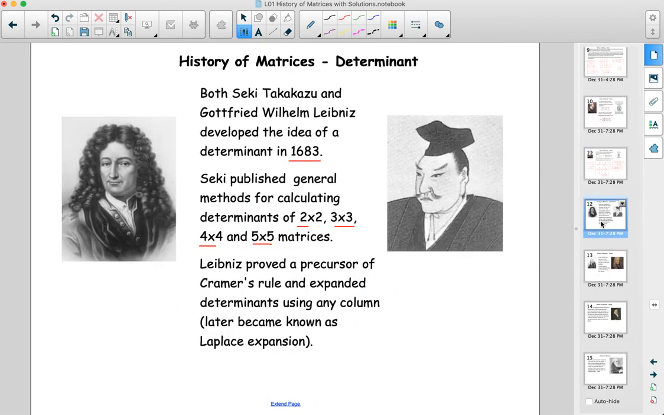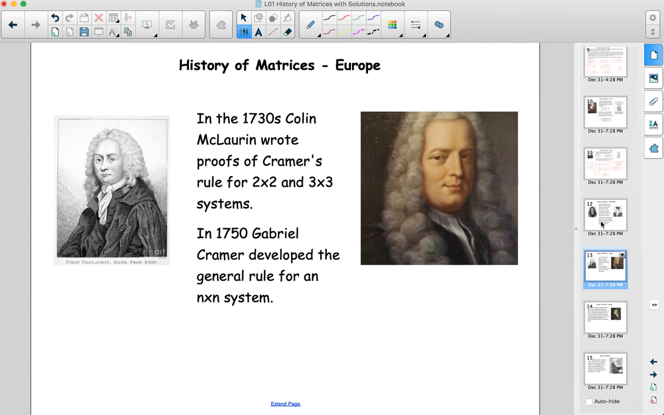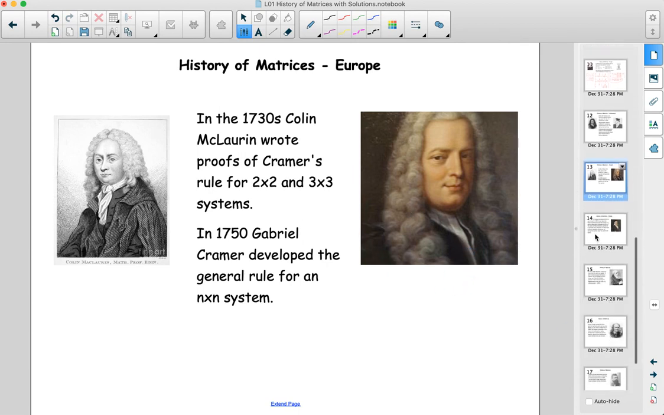All right, so out of order, I already covered that slide. We were just talking about Colin Maclaurin, who wrote proofs of Cramer's rules for 2x2 and 3x3. And we saw Colin's work last unit when we were looking at Maclaurin polynomials that are centered at a equals 0 and how they were useful in integrating when there isn't an explicit formula for integration. This is Gabriel Cramer over here, and he developed the general rule for an n by n system.